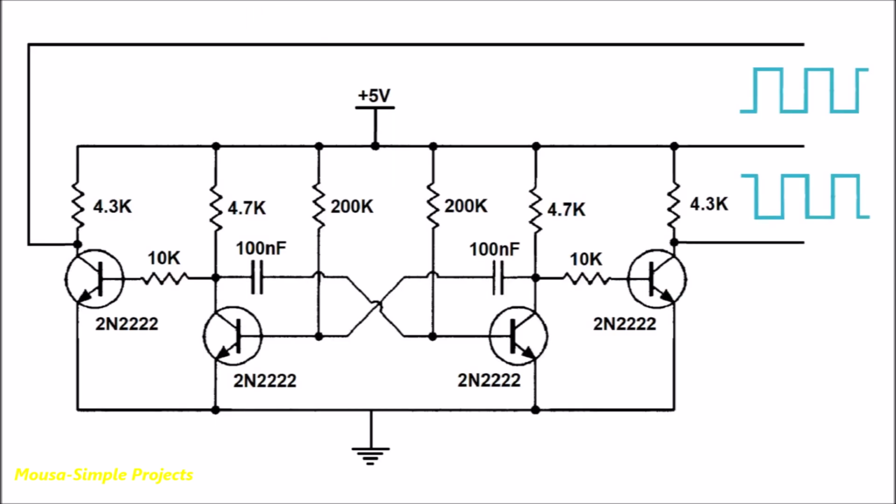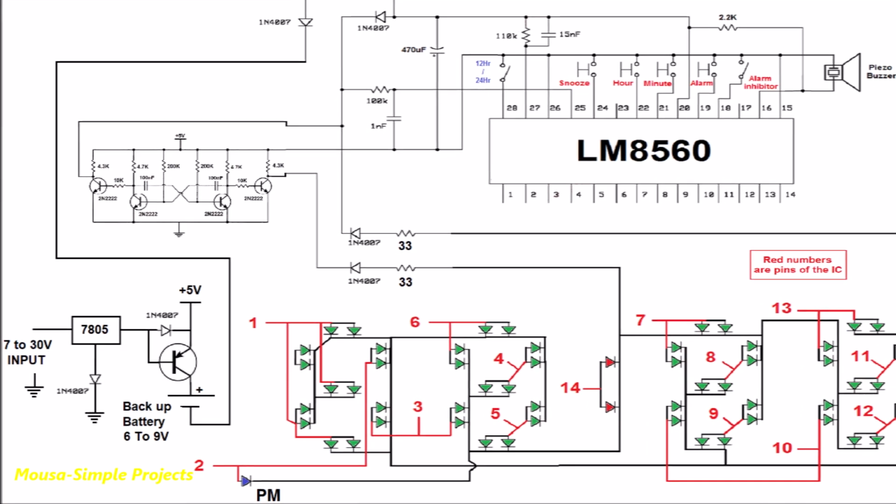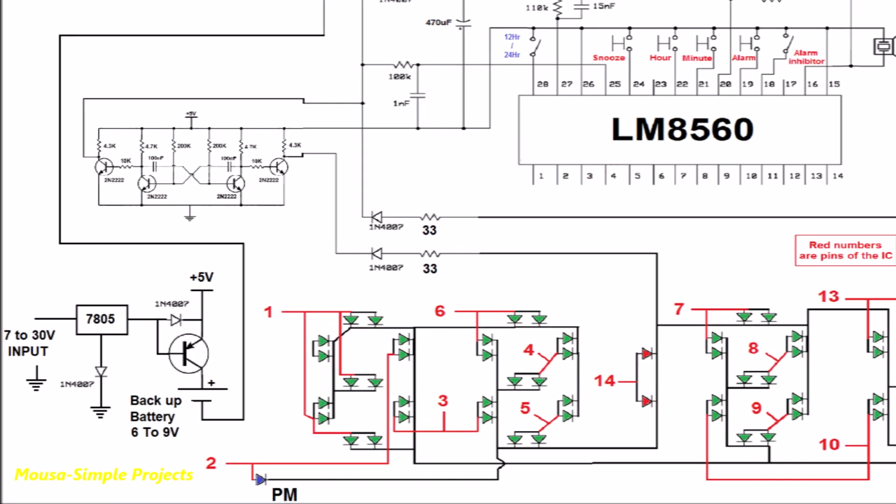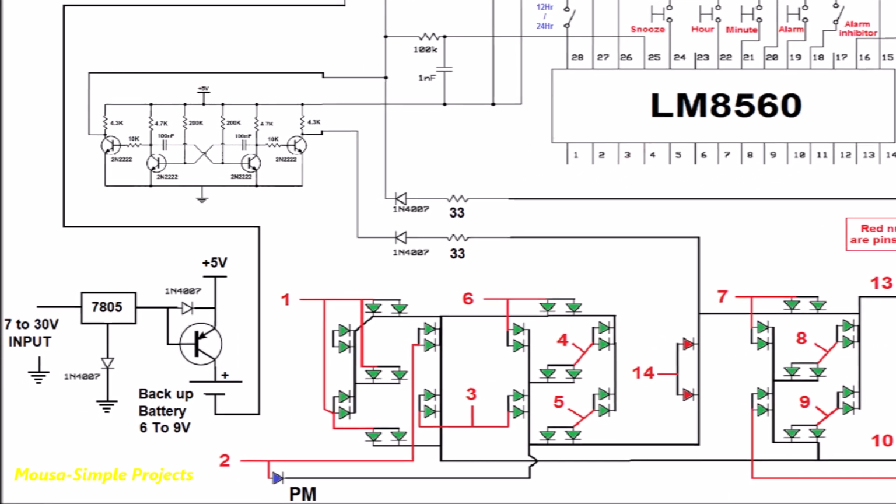To solve this problem, I used this oscillator circuit that simulates the center tap transformer. This circuit oscillates with a frequency of 50Hz. I also used a 5V voltage regulator to make the output frequency stable.